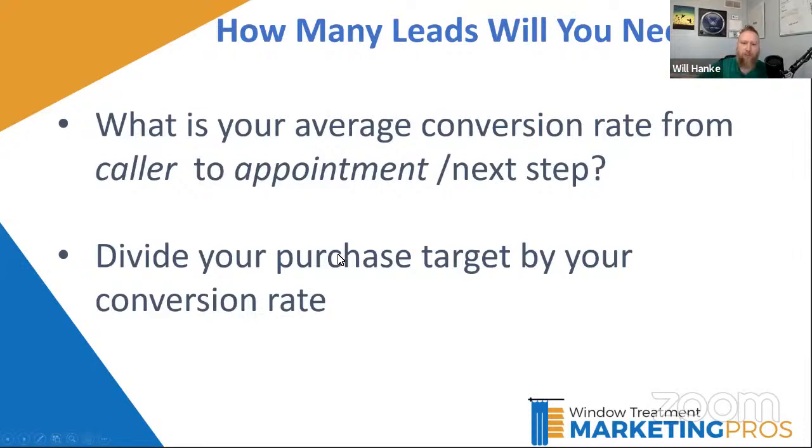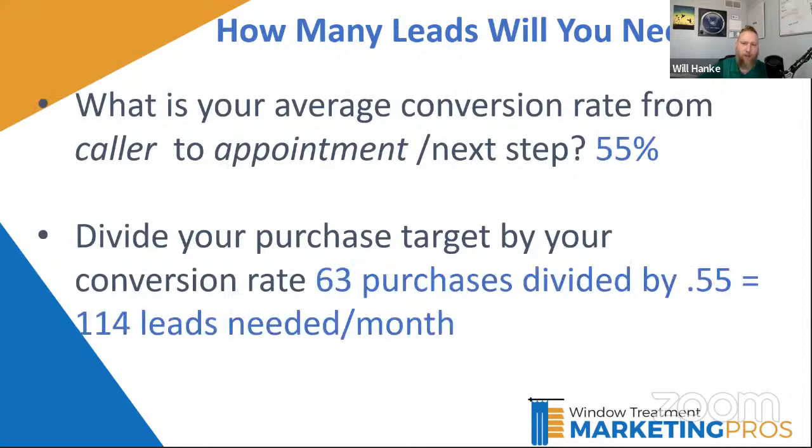And then basically you just divide your purchase target by that conversion rate, and you'll end up with how many leads you need in an average month. So as an example, 55% conversion rate, I'm able to close pretty much half of everybody that calls. If I'm trying to hit 63 purchases, that means I need 114 leads per month in order to hit that 63 number, which will then work towards our goal of 2.5 million.